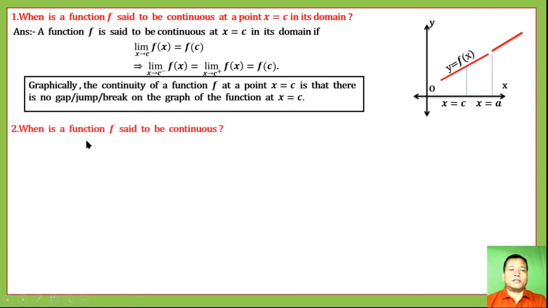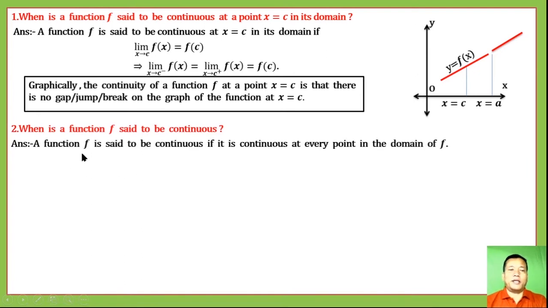When is a function f said to be continuous? A function f is said to be continuous if it is continuous at every point in the domain of f.